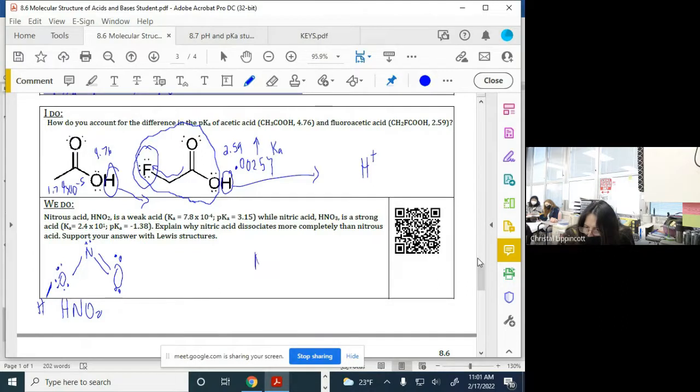Let me try better on this one. So I've got a nitrogen here. I've got an oxygen here. I've got another oxygen here. I've got a hydrogen bonded onto that. And then I have a double bond here with an oxygen. So this is HNO3. Now, this is a strong acid. This is a weak.